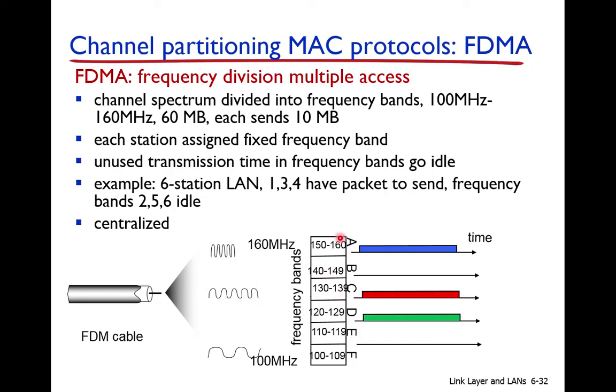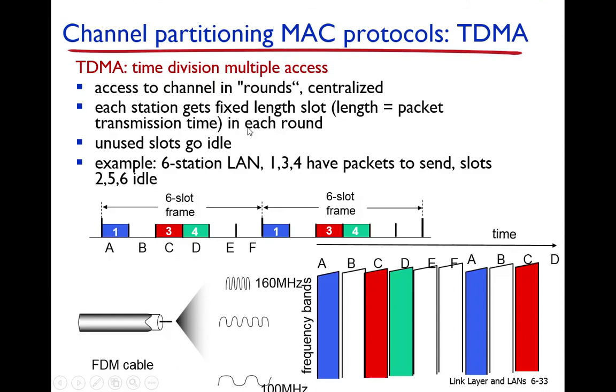So FDMA basically divides the channel spectrum into frequency bandwidths. Each node is assigned a fixed frequency bandwidth, and that node can use only that frequency bandwidth at a time. Okay, so this is FDMA. Next we are going to study another protocol. It is called TDMA, or time division multiple access. What does it mean?